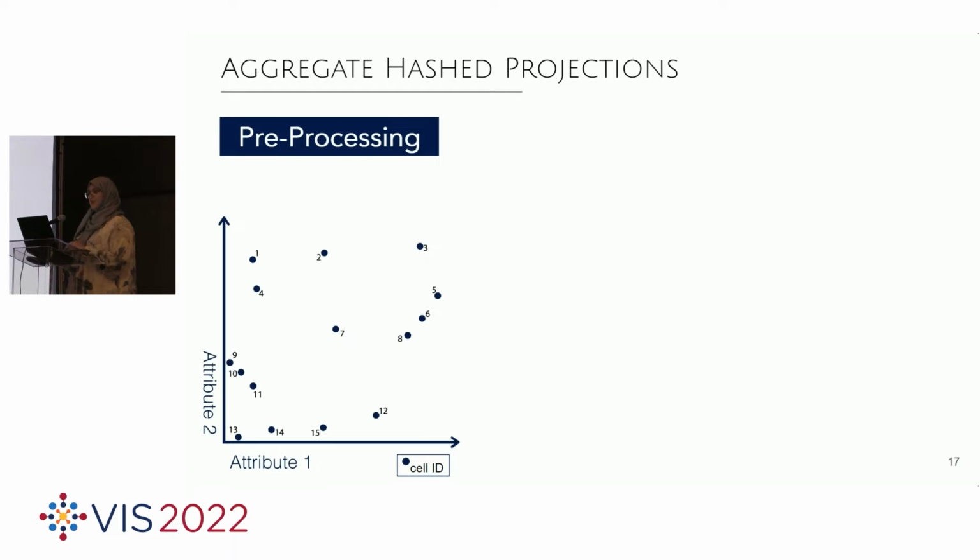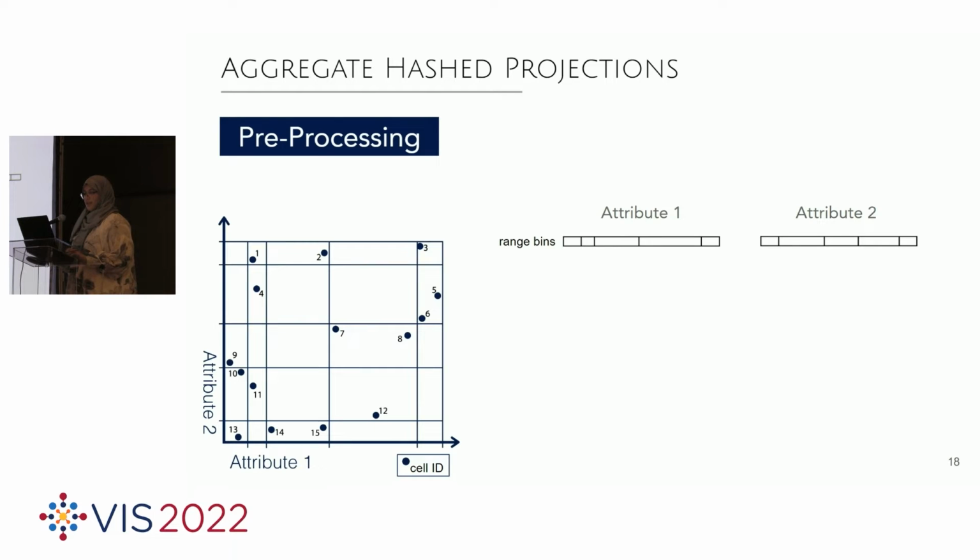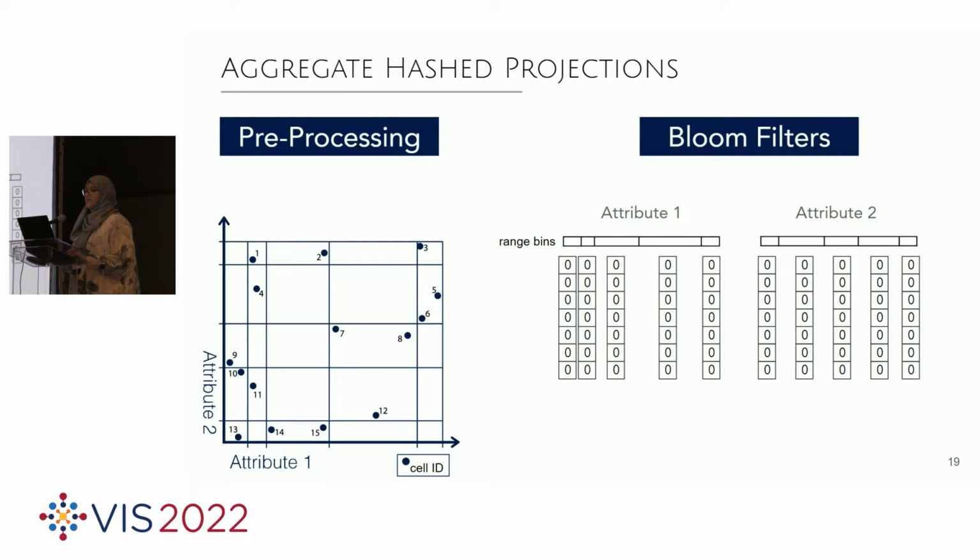So back to our method, it's very similar to bitmap. We start by creating a 1D projection of each attribute. And here I'm illustrating it with 2 attributes. Then we create bins for each attribute, and we compute a Bloom filter inside each bin. Then we distribute the cells based on their values, and we also hash their cell ID.